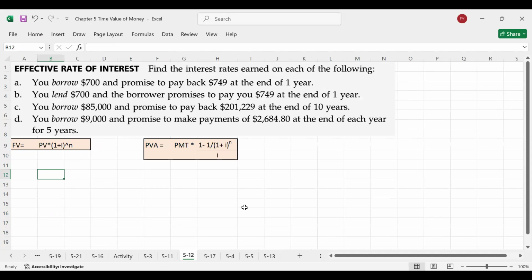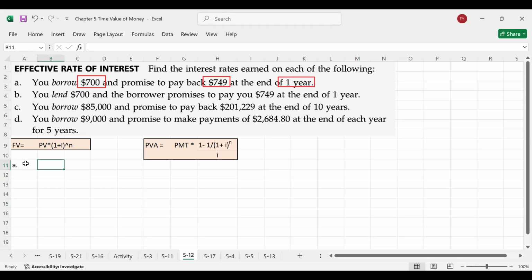Now we are moving toward 5-12. In this case, we are given 4 different parts. In part 1, you borrow $700 and promise to pay back 749 at the end of year 1. So 3 things are given: present value, future value, and time period. We use the same approach as we used in 5-3. So this is for part A.